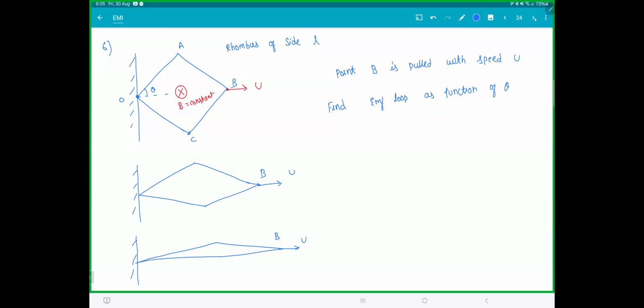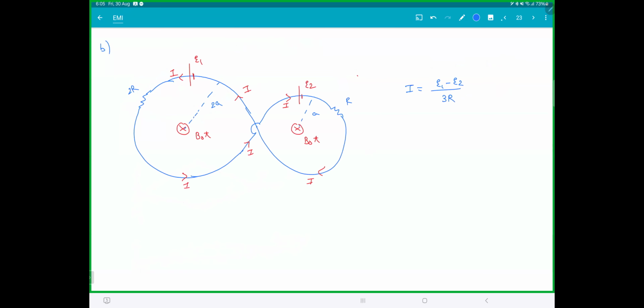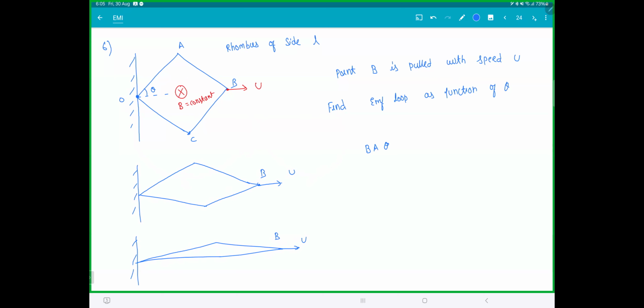Like I said, whenever you want to change flux, you can change B, you can change area, you can change theta. So in the previous problem, B was changing with time. In this case, area is changing. Let's get this. Find the EMF as function of theta. Theta is that half angle.